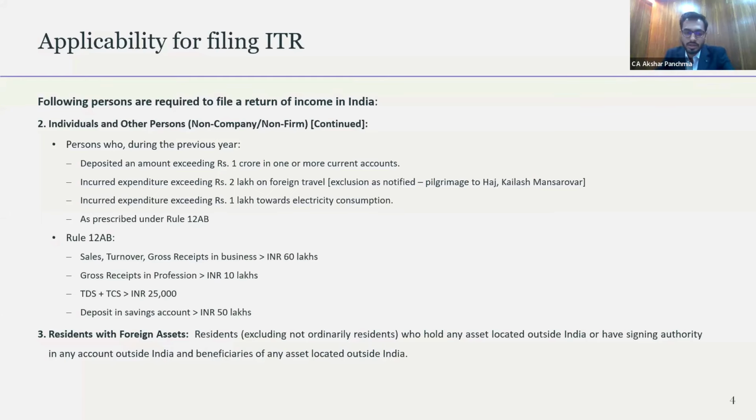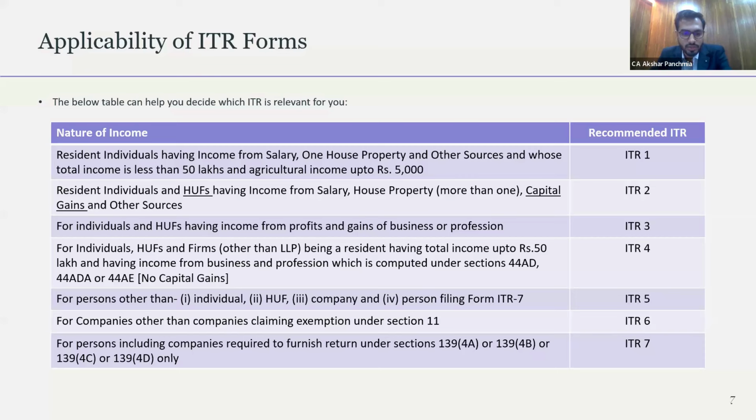Coming to ITR 5, if you are not an individual, HUF, or a company, or a person who is required to file ITR 7, then you are required to file ITR 5. Coming to ITR 6, every company which is not filing under section 11, which would ideally take you to ITR 7, is supposed to file ITR 6.